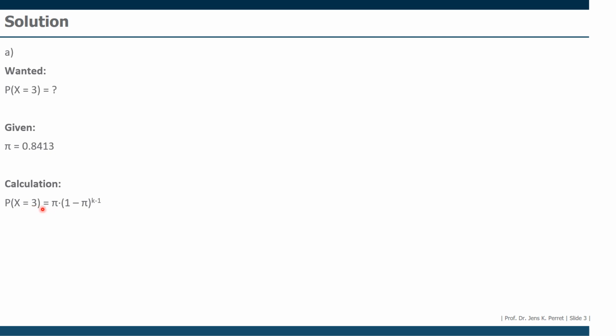Well, here it's pretty easy. So we take this 0.8413, put this here and here. We take the 3, put this one here, and we get as an end result 2.12%. So that someone passes an exam on the third trial is actually only 2.2%. Well, that's already part A. So let's continue with the second part, the part B.